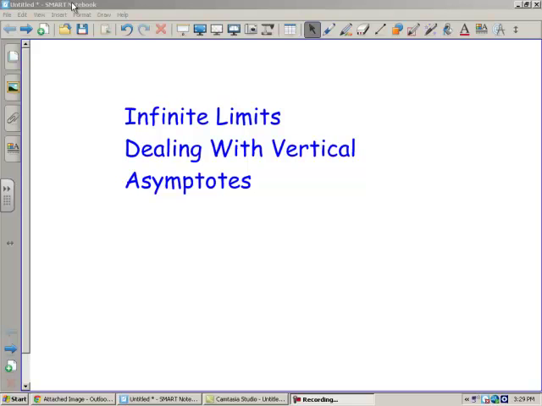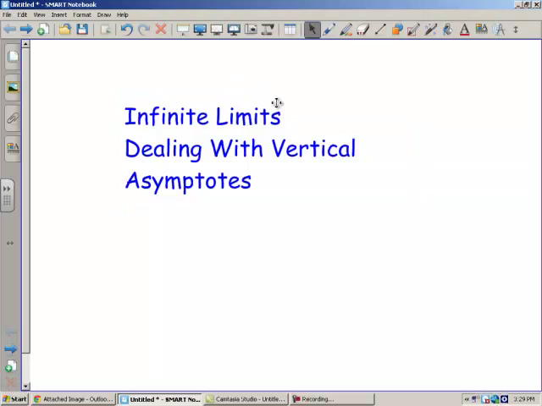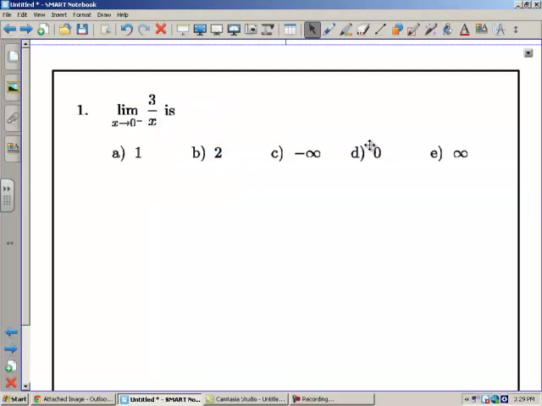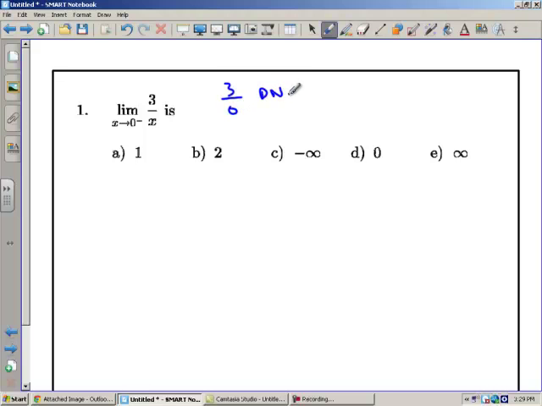We're going to get to the nitty-gritty of infinite limits, which is what to do when you're dealing with a vertical asymptote. All right, so here we go. I'm going to take a look at a limit as x approaches 0, and this is a one-sided limit of 3 over x. Now, if we plug in 0 for x, you're going to get 3 over 0, and that limit is undefined.